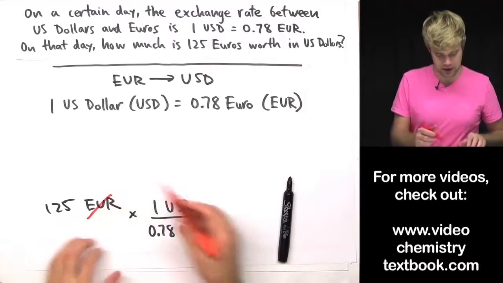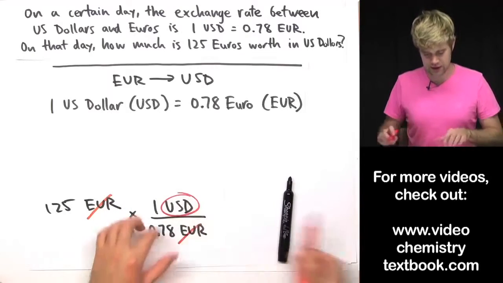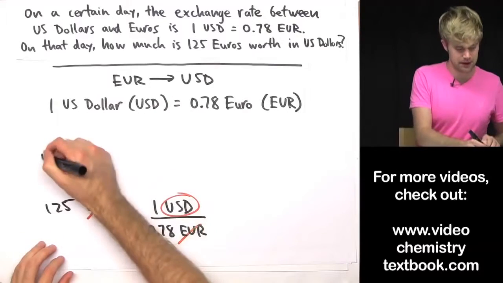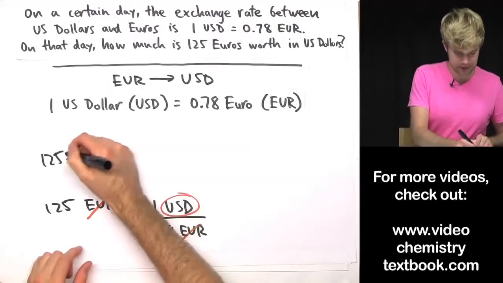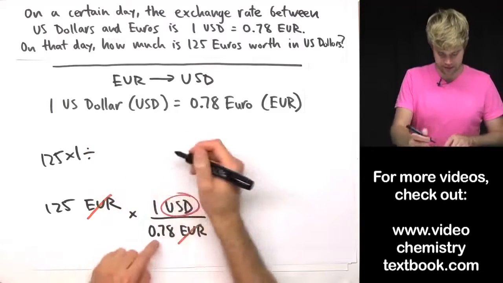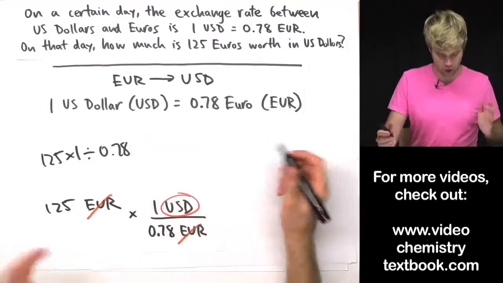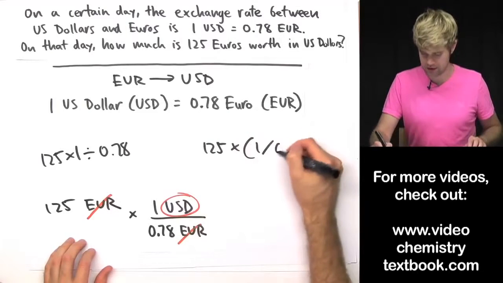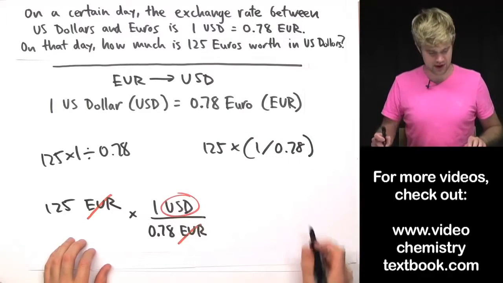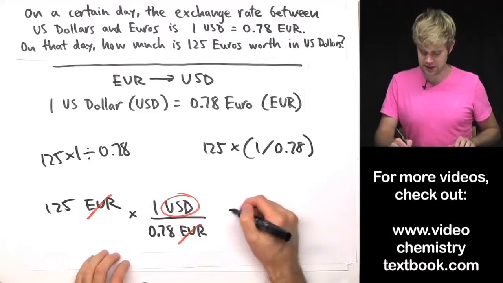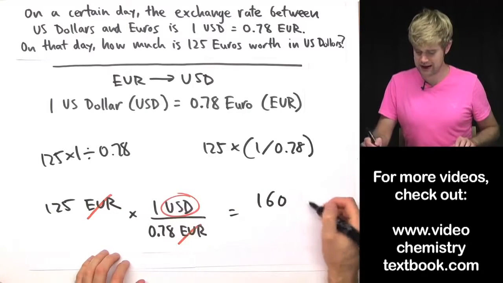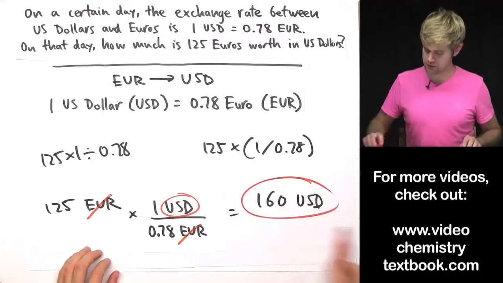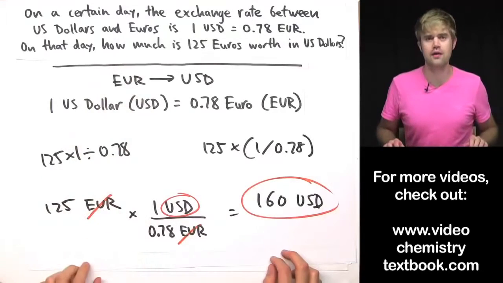Now, euros up here, euros down there, they cancel out. It leaves us with dollars, which is good because that's what we're looking for. And the math is going to be 125 times 1 divided by 0.78. This is going to give us 160 US dollars. So the dollar's doing pretty well compared to the euro on this day.